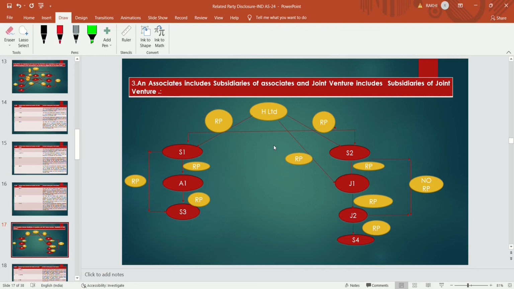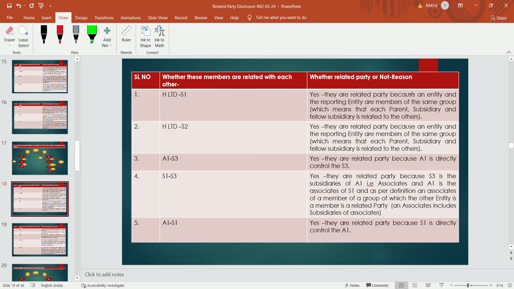And if there is a joint venture and there is a subsidiary of the joint venture, then they are also in. Suppose H Limited is the parent company, and it has two subsidiaries, S1 and S2. S1 has one associate A1, and A1 has a subsidiary S3. Now S2 is also a subsidiary of H Limited, and it has one joint venture J1. J1 has a joint venture J2, and J2 has a subsidiary of joint venture, that is S4. So this is the chart, and now we will discuss case by case whether these members are related with each other, whether they are related parties or not, and what the reason is.